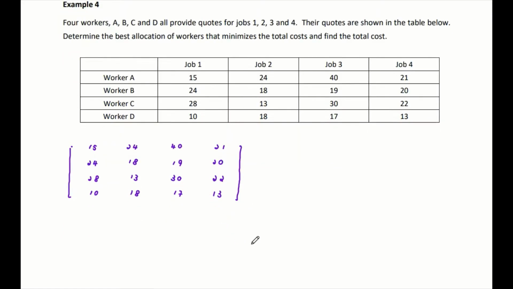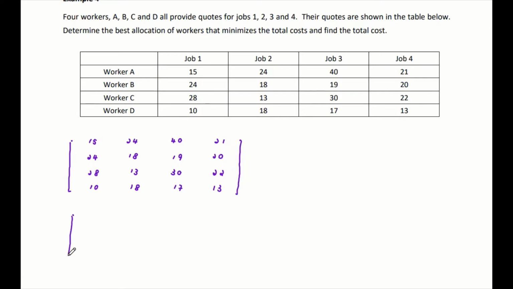All right, next step, row reduction. So checking out the smallest number in each row, then subtract the number from all the elements under the same row. So first row, smallest number is 15. So 0, 9, 35, 6. All right, second row, smallest number is 18. Third row, smallest number 13. Last row, smallest number is 10. Alright, then you should be able to get this matrix after the row reduction.